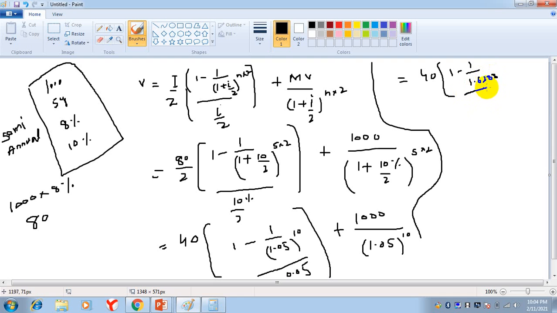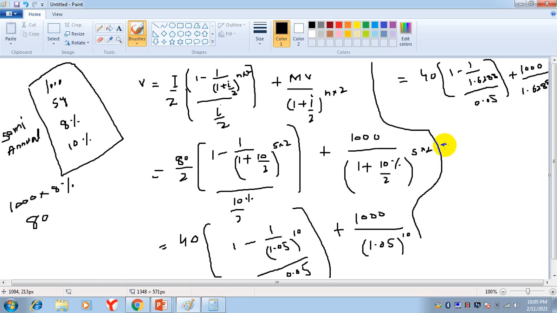Whole divided by 0.05, bracket close, plus 1000 divided by 1.05 raised to the power 10. So it is coming 1.6288.